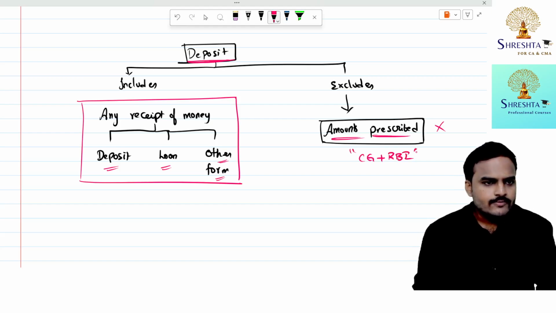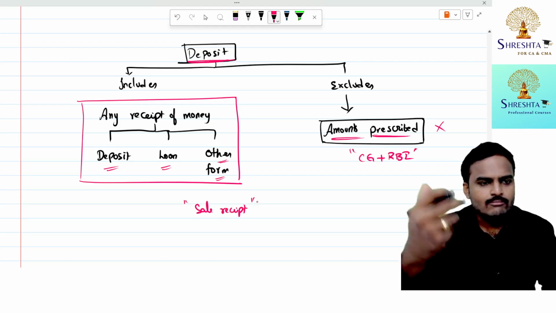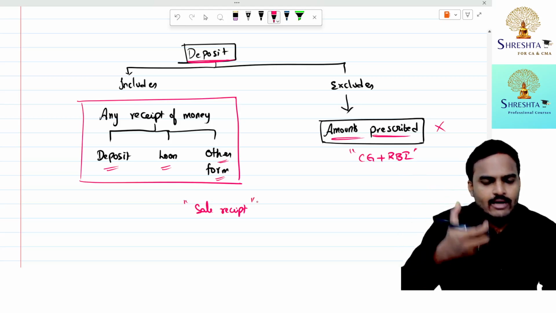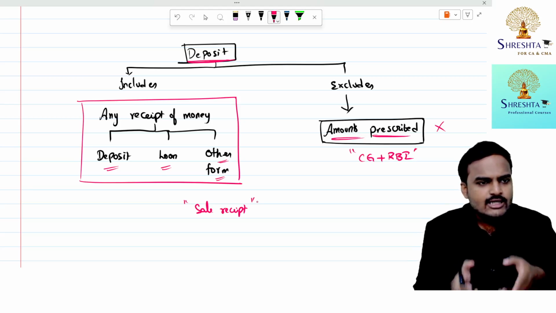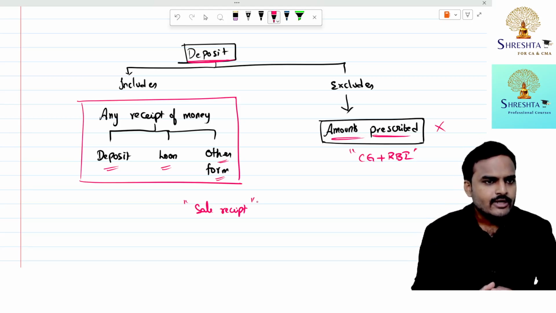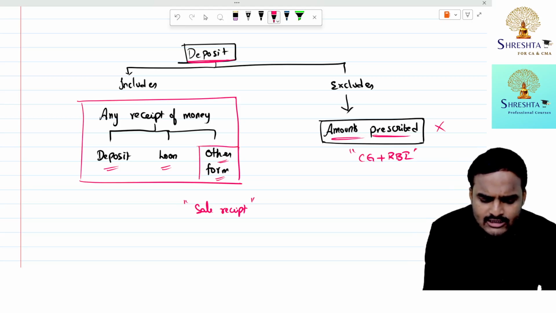Now I got a doubt. Sir, suppose there is a sale receipt. I sold goods to the customer. After one month, he came to me and paid money. For me, it is a receipt of money, sir. Is that receipt of money also treated as a deposit? Is it termed as a deposit? No. But here there is a phrase, any other form, sir.